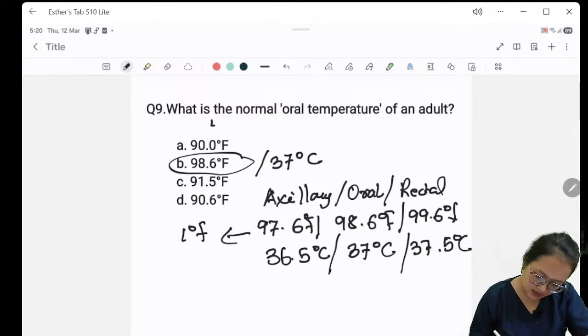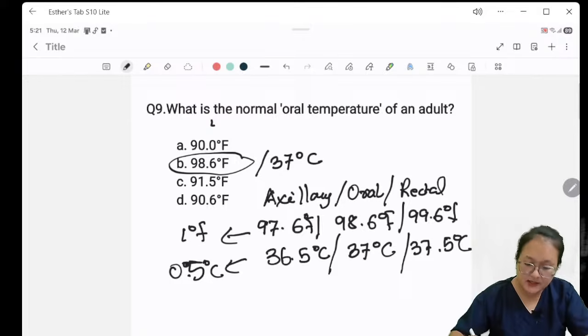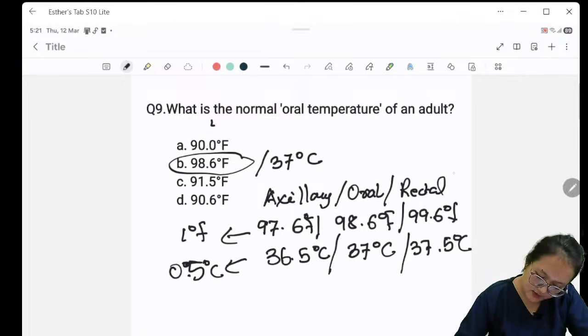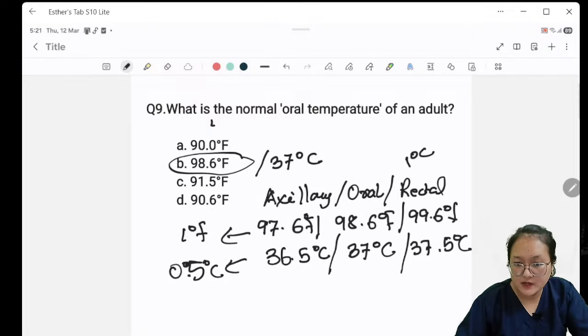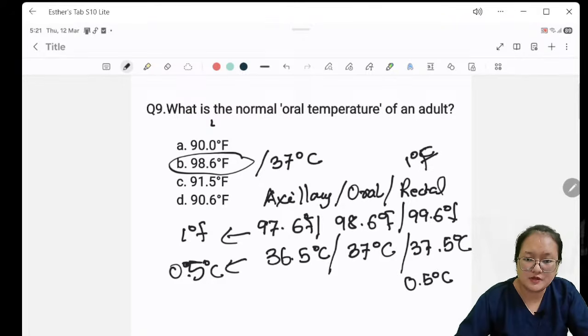Okay, seeing the normal range, we came to know that the axilla is always 1 Fahrenheit lower than the oral temperature, and 0.5 Celsius lower. And the oral temperature is always 1 degree Fahrenheit lower than the rectal temperature. The rectal temperature is 1 degree Fahrenheit higher, and 0.5 degree Celsius higher than the oral temperature. Okay, those are the differences.